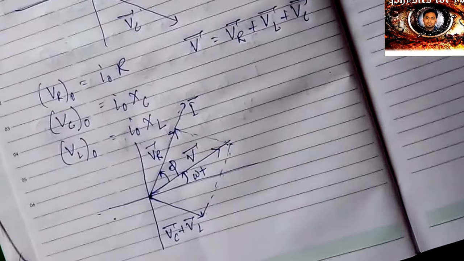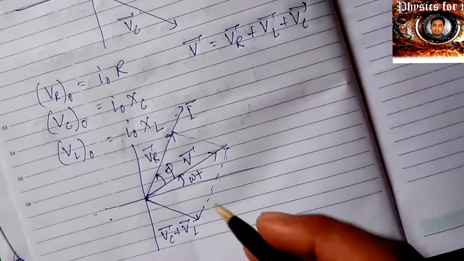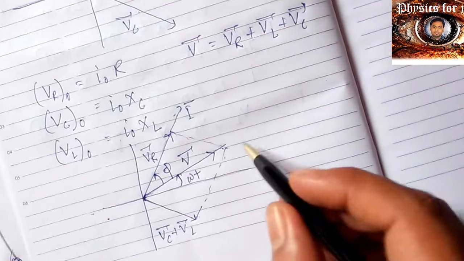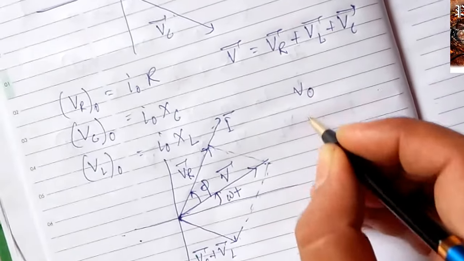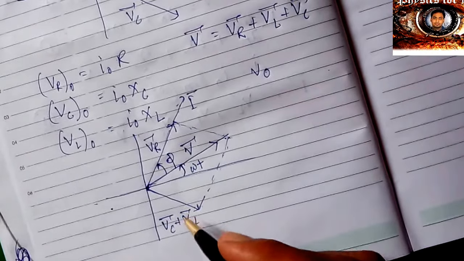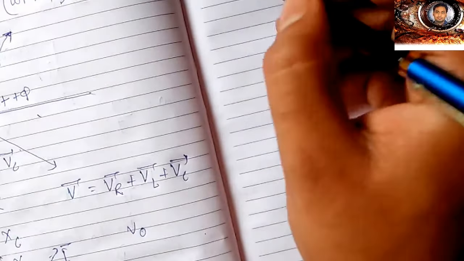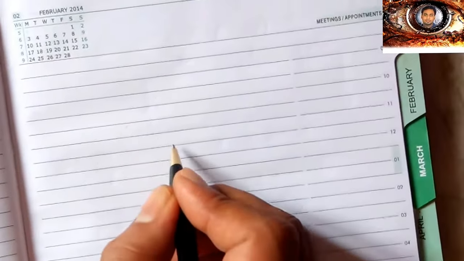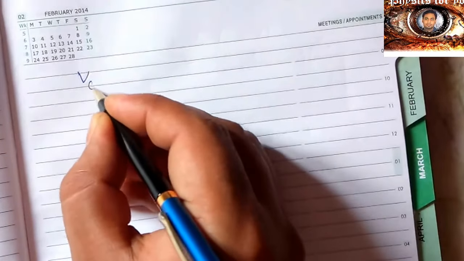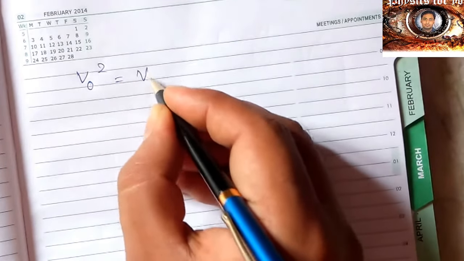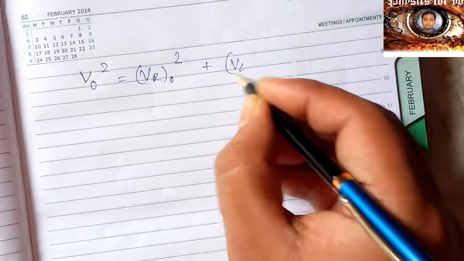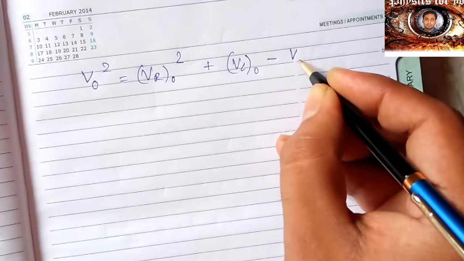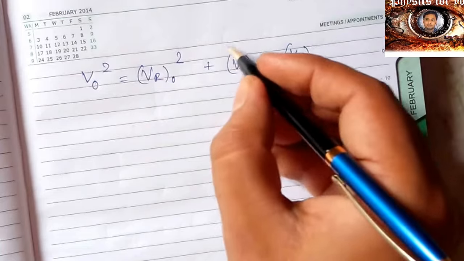Okay, now the maximum voltage, that is V0, this length represents V0. So what will be the vector sum of the three? The vector sum of the three should be V0 square equal to VR0 square plus (VC0 minus VL0) whole square.